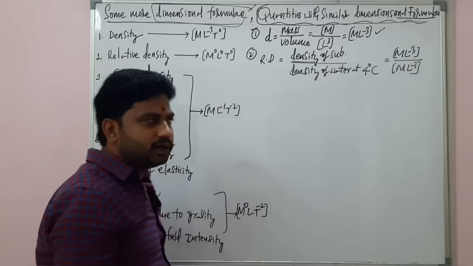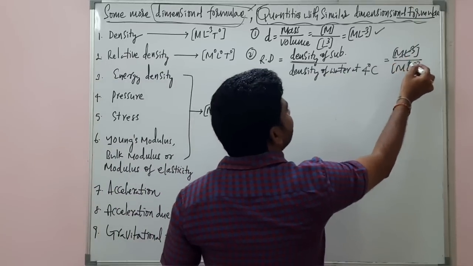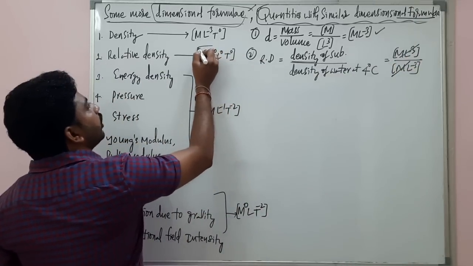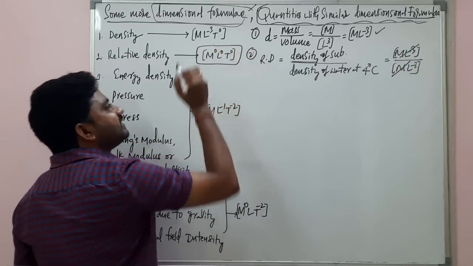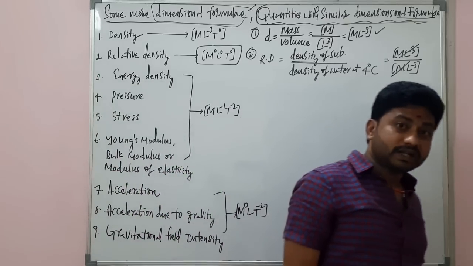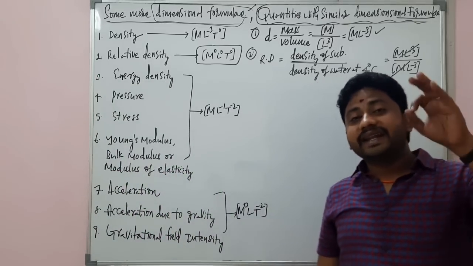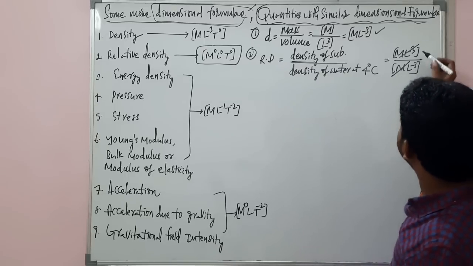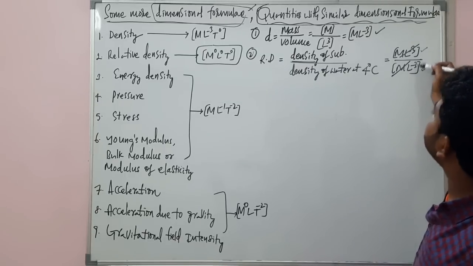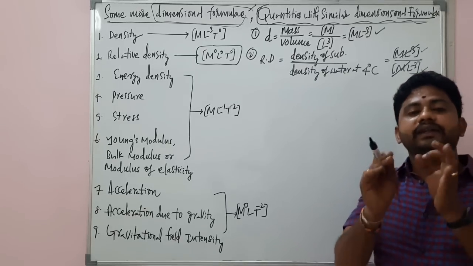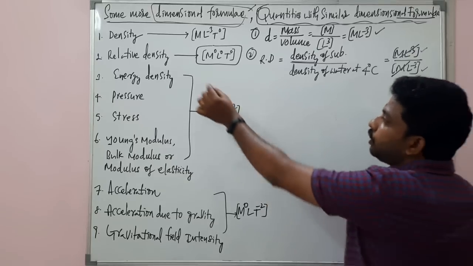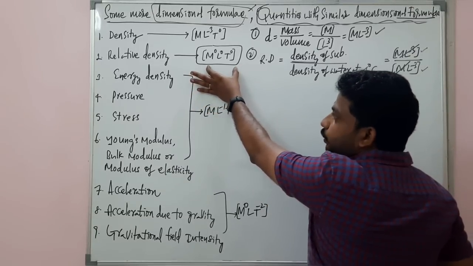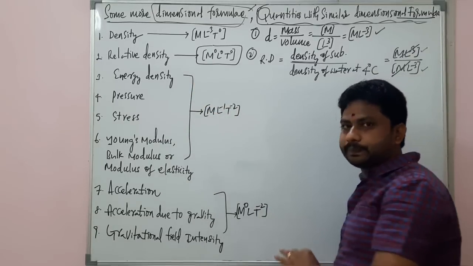So finally, both these will be cancelled and you get the dimensional formula M0 L0 T0. Not only this, any physical quantity having the same dimensional formula in the numerator and denominator will have a final dimensional formula of M0 L0 T0.